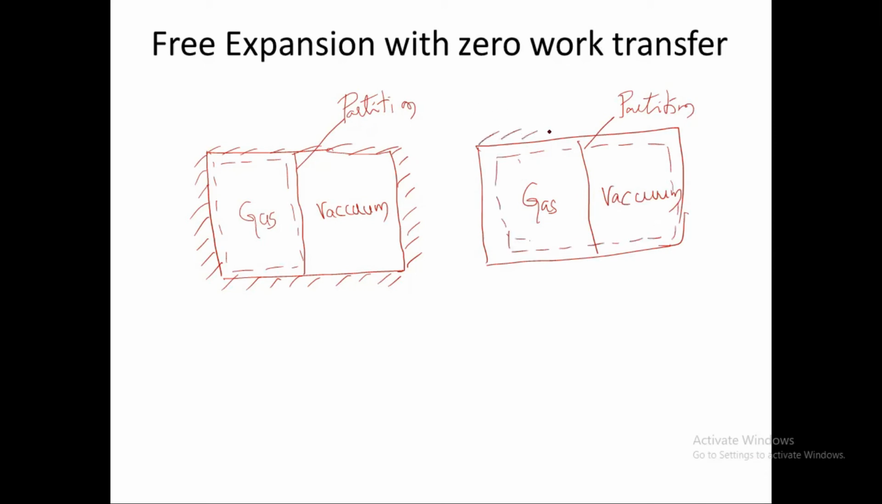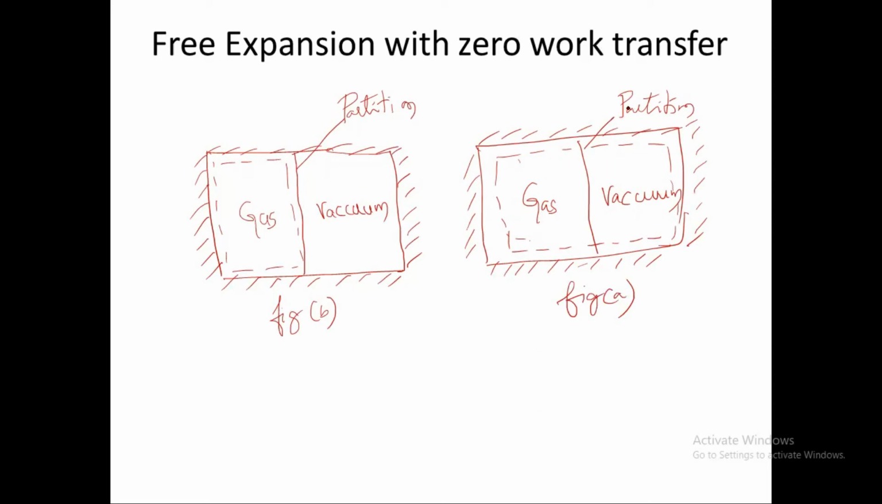It is also isolated. Now let me write this as figure A and this one as figure B. When I observe figure A and figure B, what is the difference between them? I have written a dashed line. The dashed line indicates it is a system. Now gas plus vacuum comprises a system.